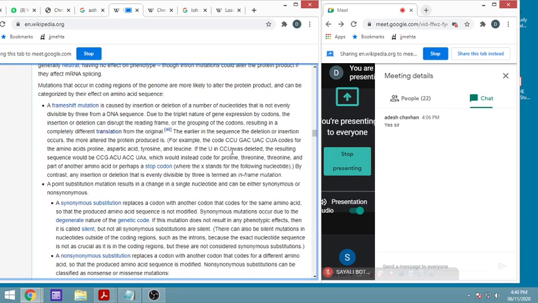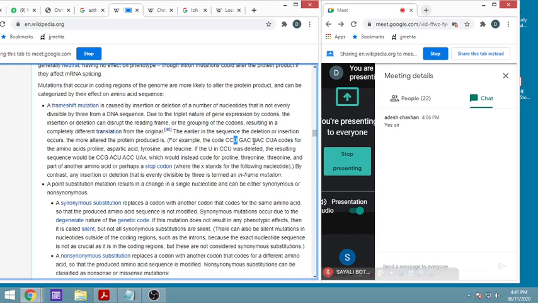So it can be anything, and the example is given nicely. If the sequence changes, that is CCU, if the U in the CCU is deleted, here CCU is there, so it will become CCG. Now this CCU becomes CG, then it becomes ACU. So the whole sequence has changed, and that has become a frame shift mutation.